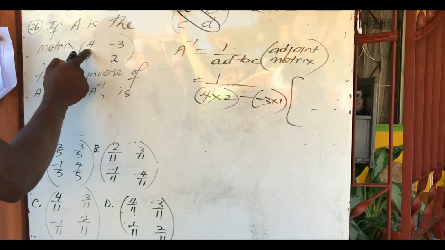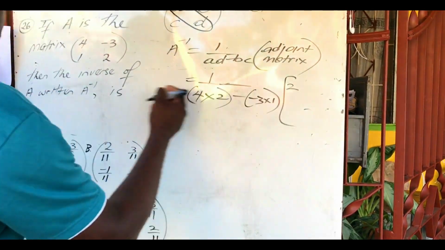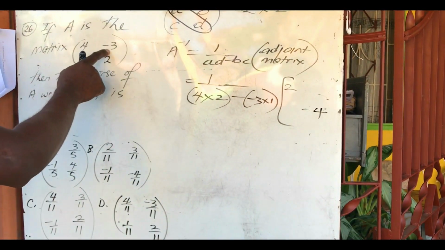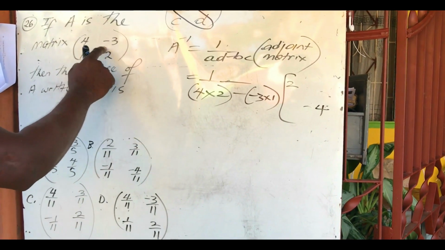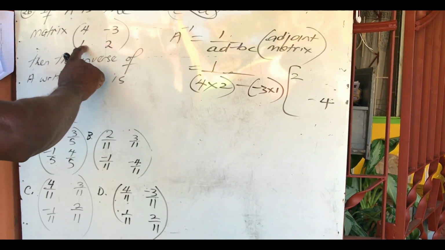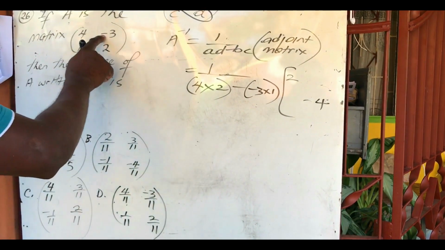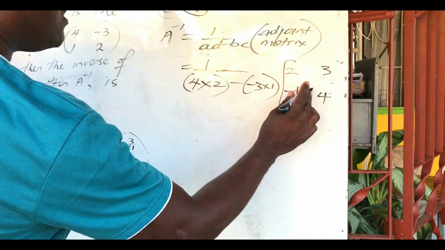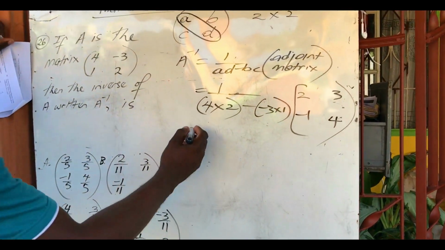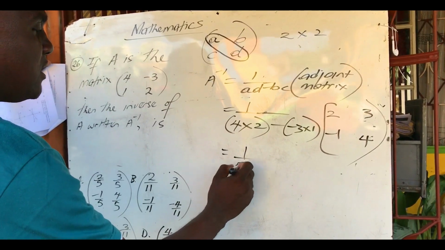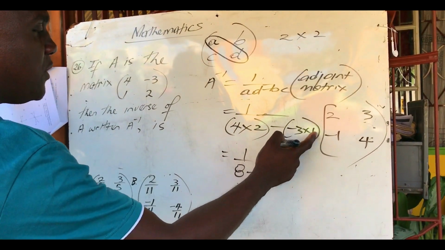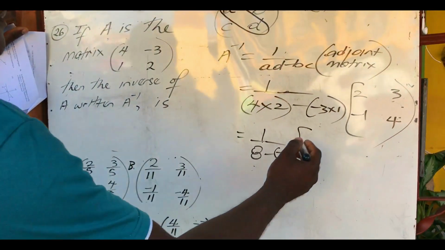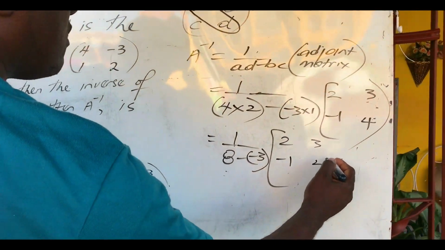So we interchange. Where I have 4, I put 2. Where I have 2, I actually put 4. And then what we simply do is to change the signs of the elements in the other diagonal. So if this is -3, this becomes +3. This is +1, this becomes -1. And quickly we write 1 over 4 twos is 8, minus -3 times 1 is actually -3, times 2, 3, -1, 4.